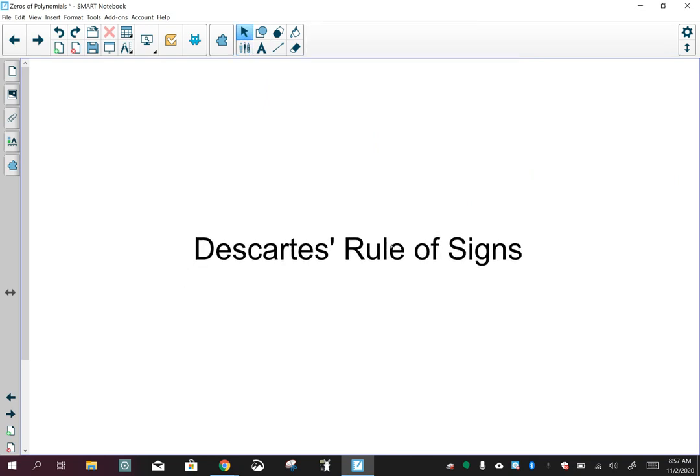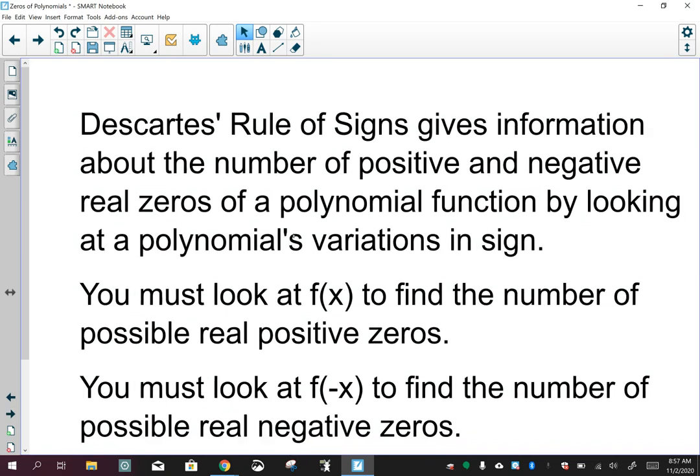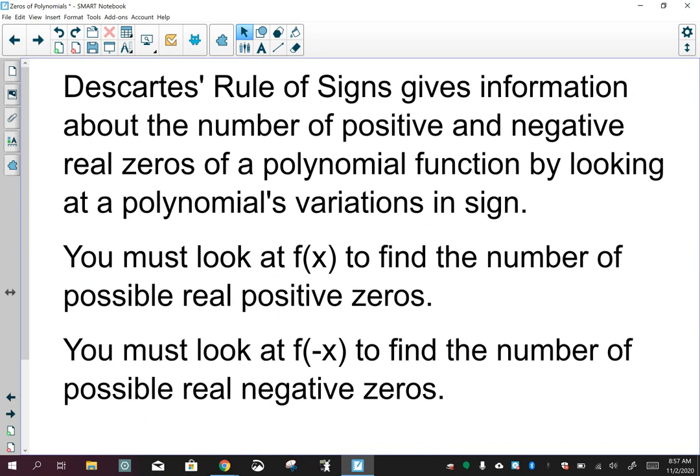So let's move on to Descartes' rule of signs. This is an actual easy one. What this does is it gives you information about the number of positive and negative real zeros. So the first thing we're going to do is look at the actual polynomial itself and just count. What we're doing is we're looking for sign changes.